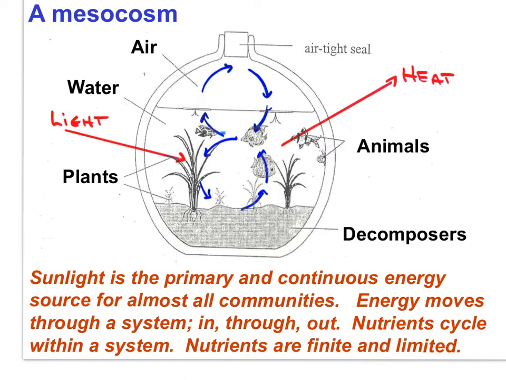Now, nutrients, molecules that provide energy and matter to living things, are different. Nutrients cycle within a system, and nutrients are finite and limited. As you think about this image, make the distinction between energy flow and inorganic nutrient cycling. There is a continuous, albeit variable, supply of energy in the form of sunlight, but the supply of nutrients in an ecosystem is finite and limited.